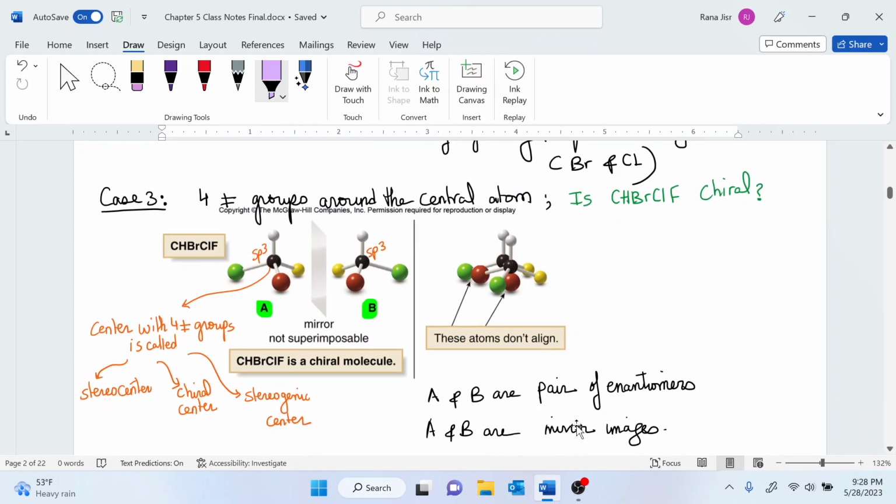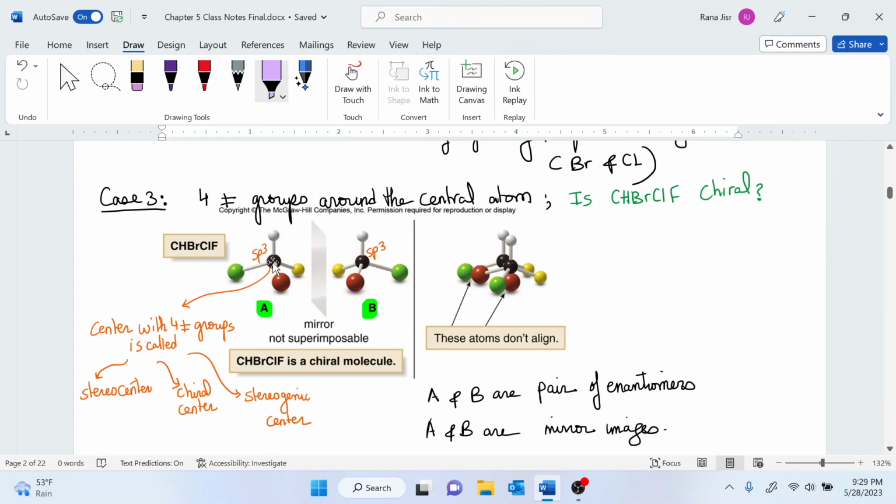Enantiomers are mirror images. This is another word for enantiomers. They are mirror images. And mirror images exist whenever you cannot draw a plane of symmetry. Then this means that the molecule and its image are completely different molecules. No matter what you do to rotate B, there is no way it's going to align with A.